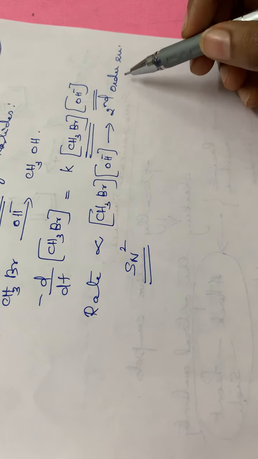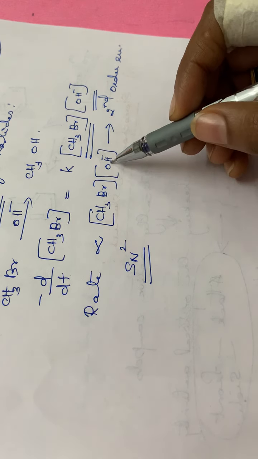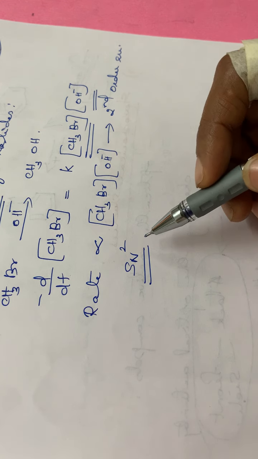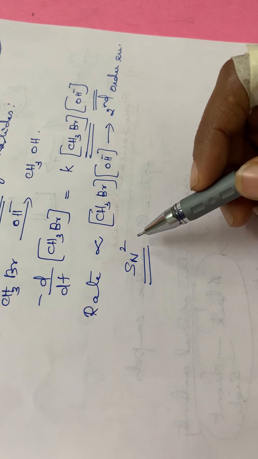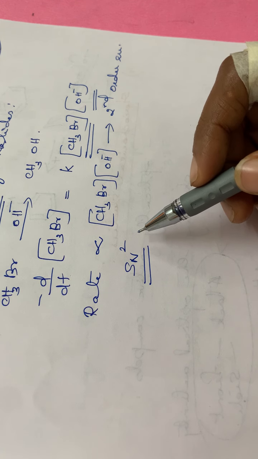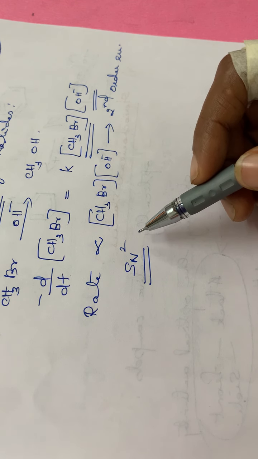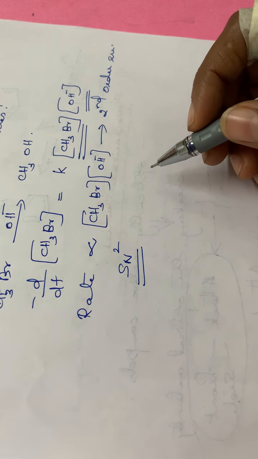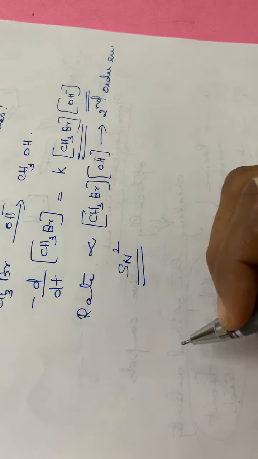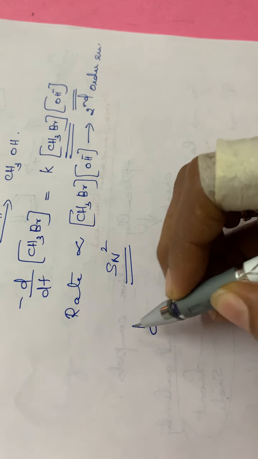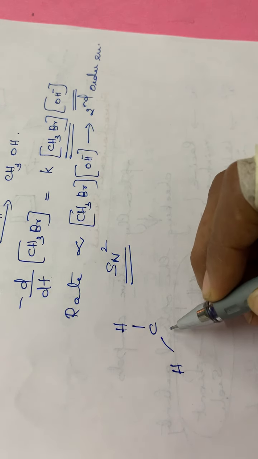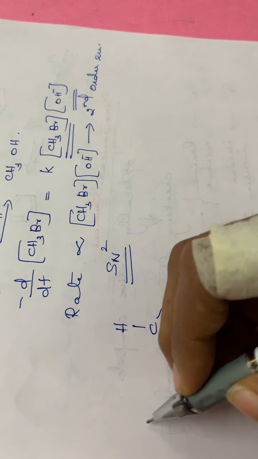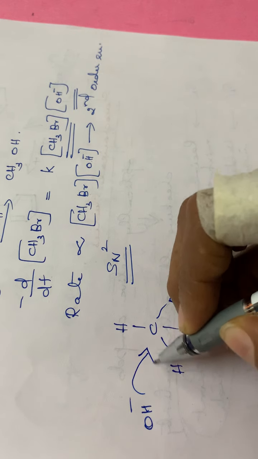So here the rate depends upon the concentration of the substrate as well as the nucleophile. Therefore, it follows a second order reaction, and thereby it is clear that it follows SN2 mechanism. SN2 mechanism means there will not be any carbocation intermediate. Okay, that means it will be like this: CH3Br, attack from the back side, OH minus.